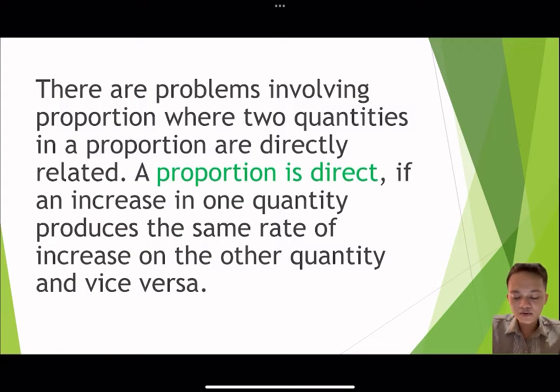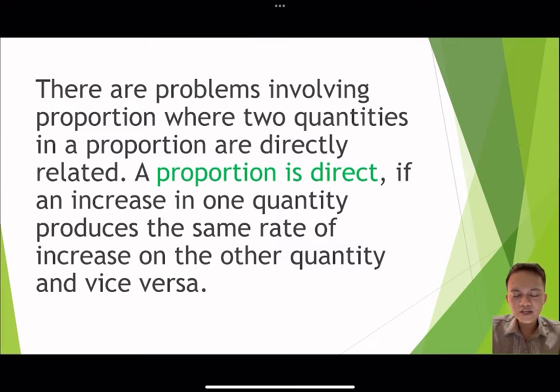There are problems involving proportion where two quantities in a proportion are directly related. A proportion is direct if an increase in one quantity produces the same rate of increase on the other quantity and vice versa. When we say proportion, pag proportion ay direct, yung pagtaas ng value ng isa is tataas din yung sa isa. Kapag bumaba naman yung isa, bababa din yung isa. Direct lang yung kanilang relationship. Let us have some examples.